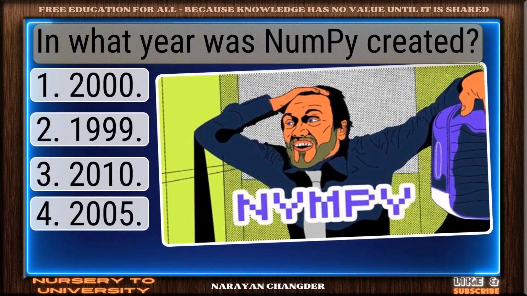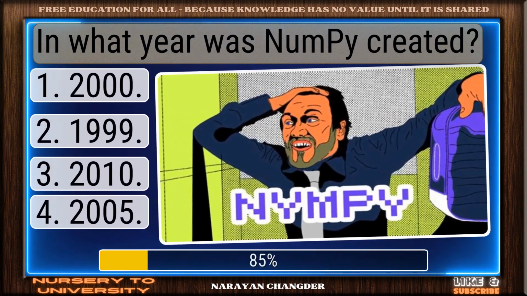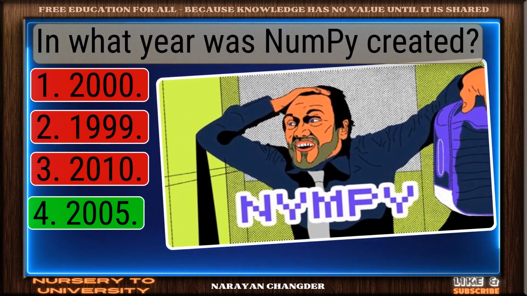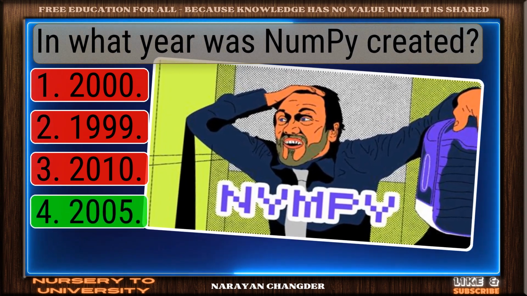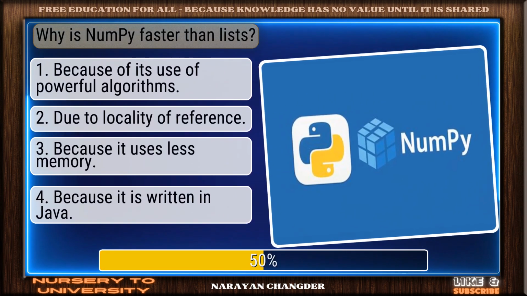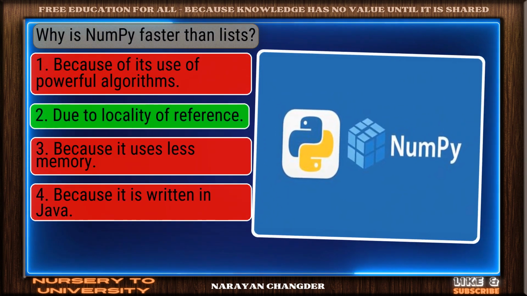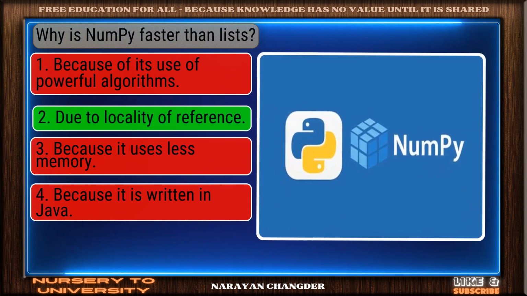Question number 63. In what year was Numpy created? Right choice. 2005 is the best answer. Question number 64. Why is Numpy faster than lists? Right again. Due to locality of reference is a valid answer.